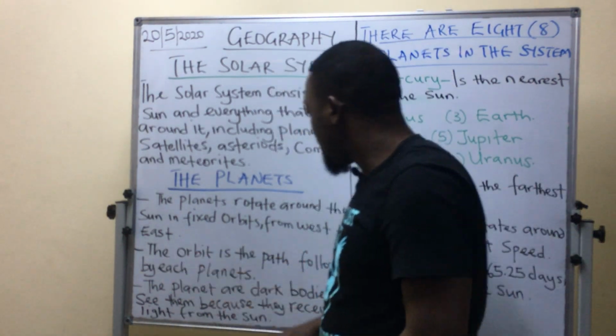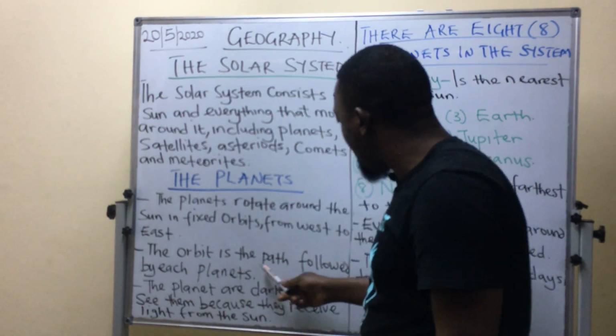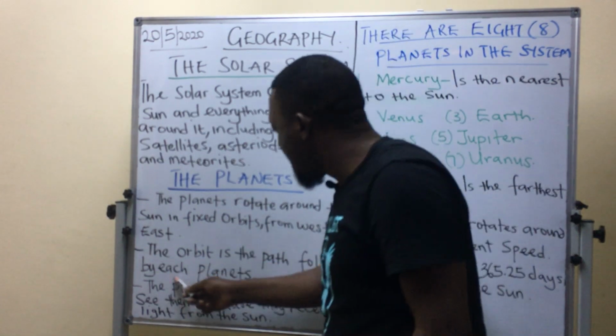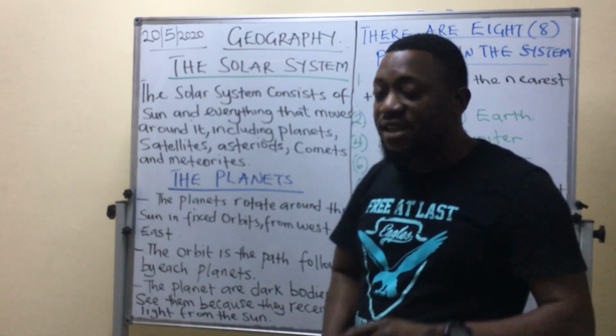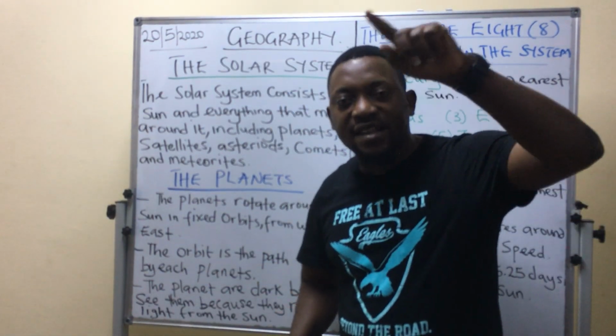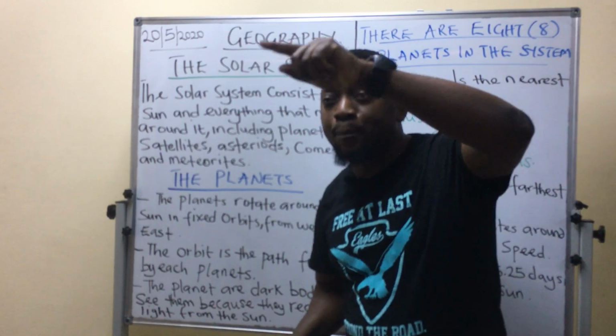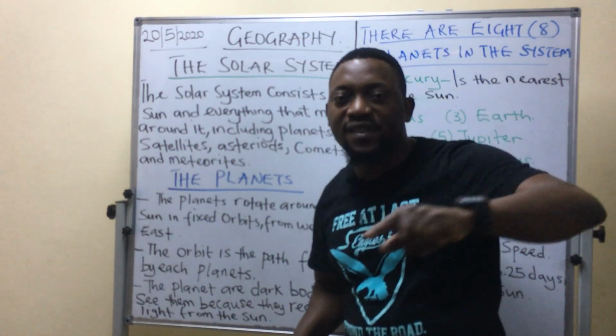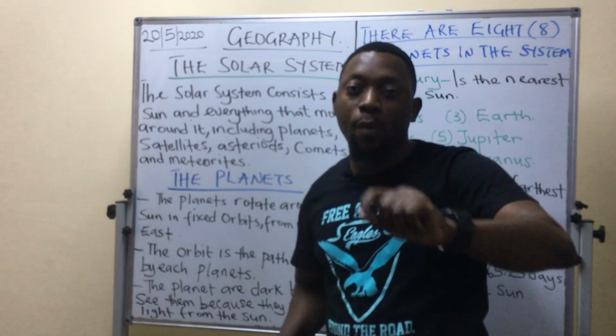Then the orbit. The orbit is the path followed by each planet. Like I said, the planets rotate around the sun, and the path they follow when rotating around the sun is what we call the orbit.